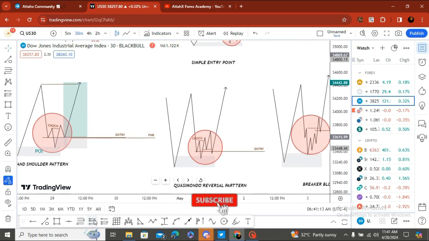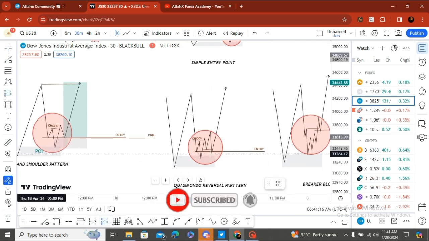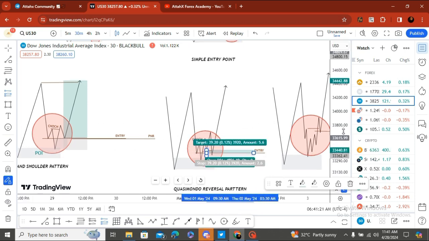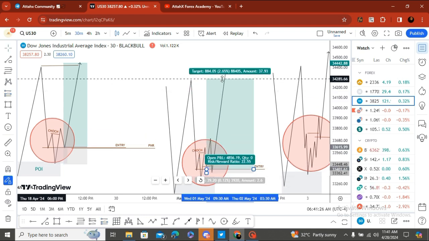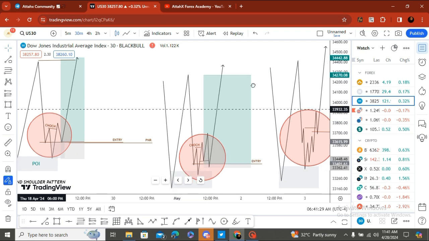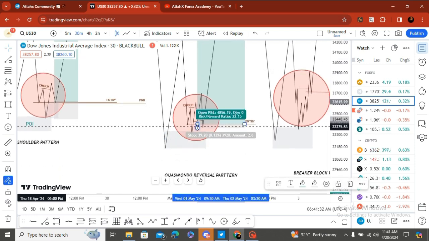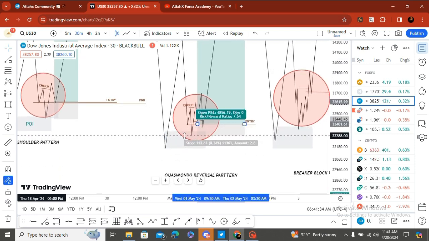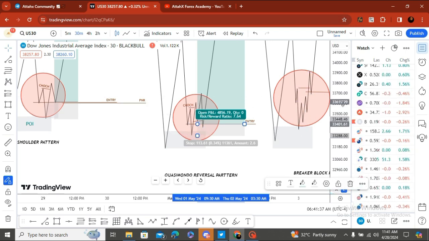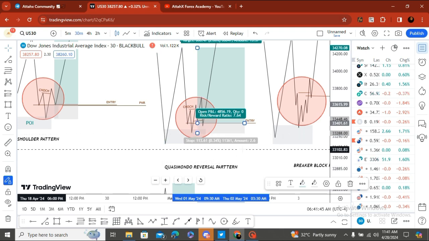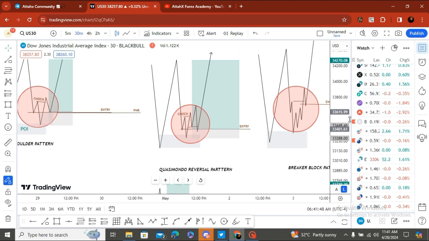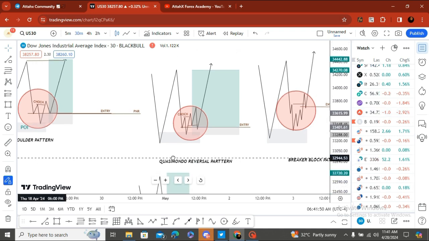So your entry should be at this Quasimodo reversal. That's after your internal liquidity might have been taken, and then you target the next high, and your SL should be below here, right? Now, if price tends to come back to take out this low, then just know that your projection is going to fail, right?